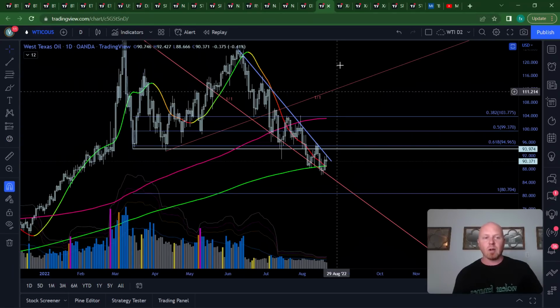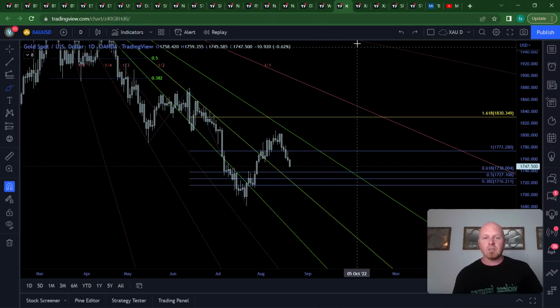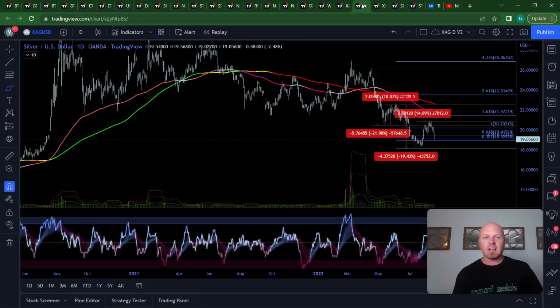Everything else, guys, oil's still in a downtrend, gold still in a downtrend, silver in a downtrend, commodities overall in a downtrend.